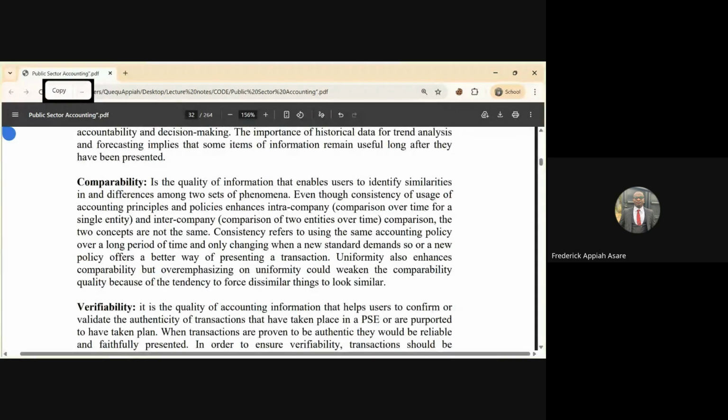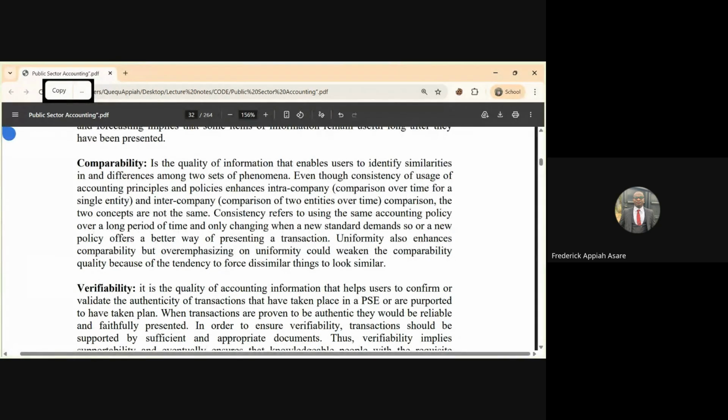Then we have comparability. That is the ability to compare the report to other companies in the same industry so that you can take decisions. So the report that GCB will provide to us, you must be able to compare with Carl Bank or Prudential Bank, because they are all in the same industry.